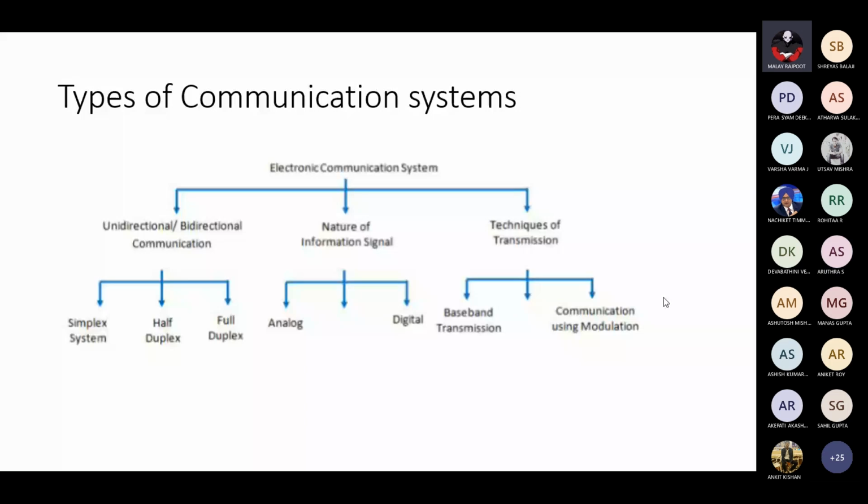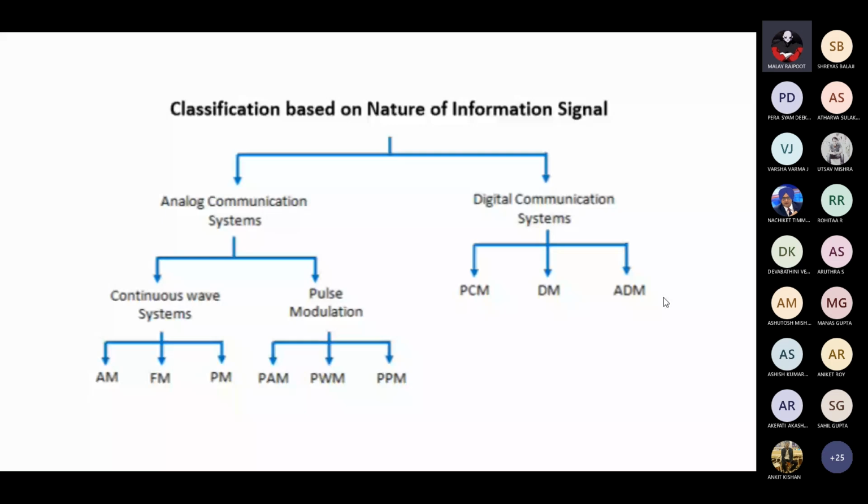Noted. Okay. So now we have, based on the nature of the information signal, again, this is classified as analog and digital data. In analog, we have continuous wave modulation as well as pulse modulation. In continuous wave modulation, the difference here is that both the carrier signal and the baseband or message signal are going to be continuous. So they are going to be a sine wave. So that is continuous wave system.